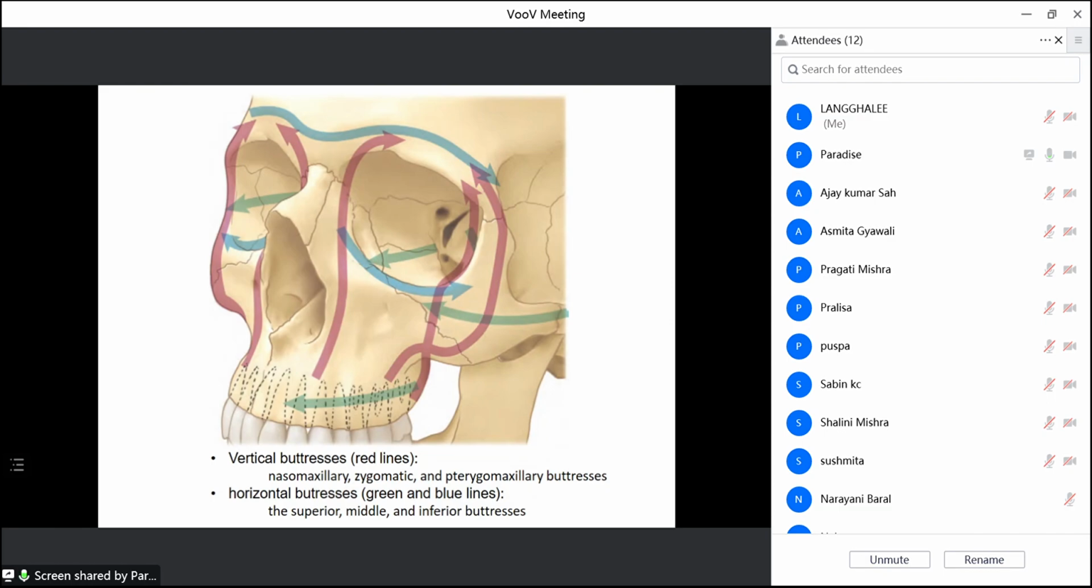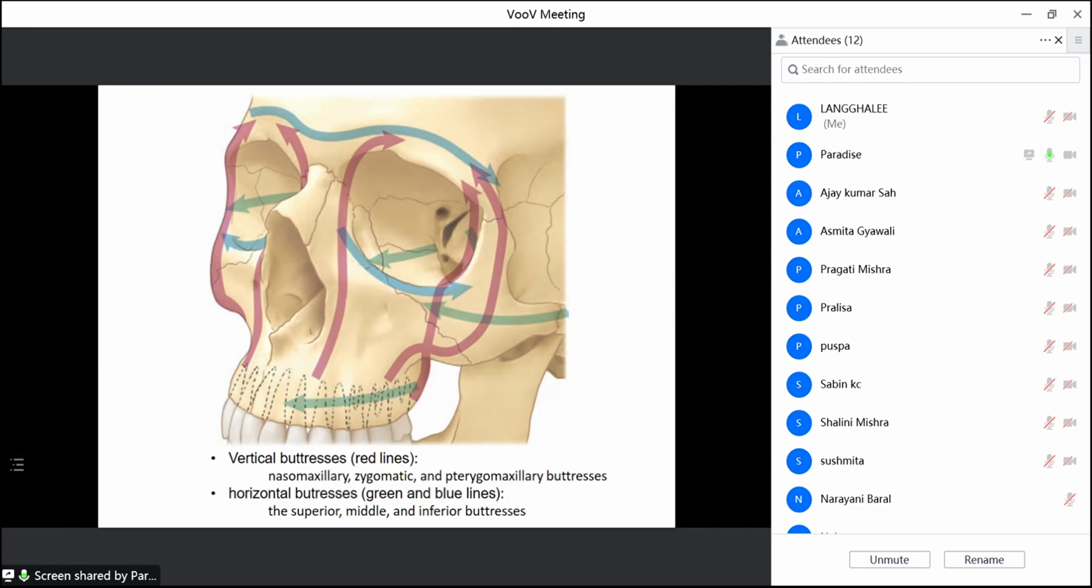Another thing in case of the orbit is, though the orbit is pyramidal in shape, it has 4 walls anteriorly: inferior wall, superior wall, medial wall, and lateral wall. Once you go posteriorly, there are only 3 walls, because the inferior wall and lateral wall get fused together. So posteriorly there are only 3 surfaces, but in the anterior area there are 4 surfaces. It is pyramidal in shape if you see the orbit.